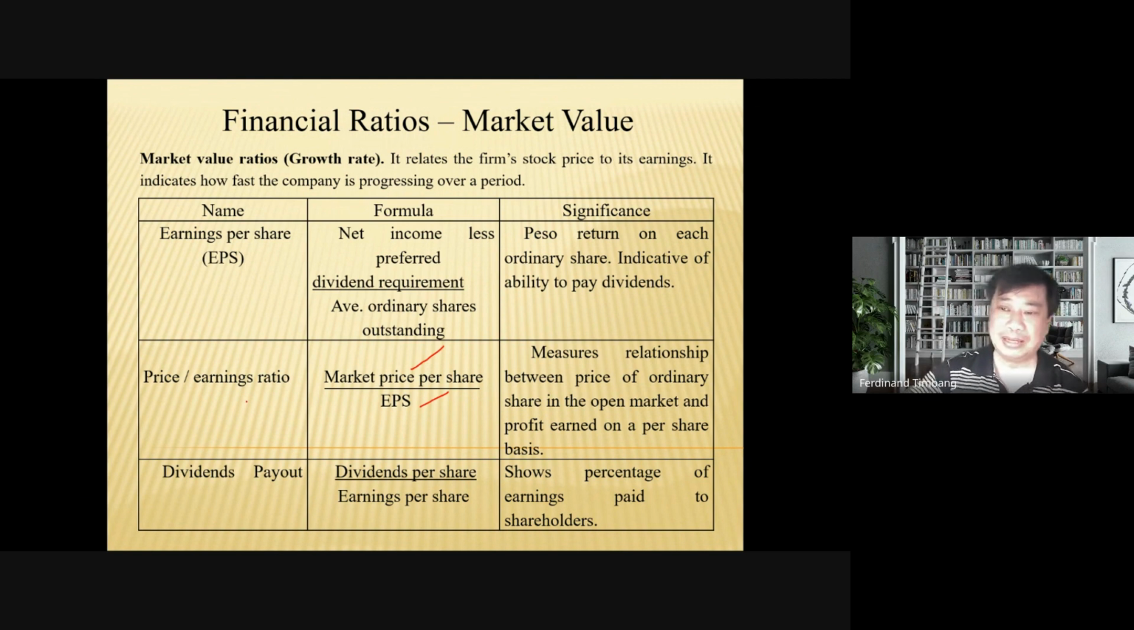Tapos meron tayong dividends payout, kasi when you buy the stocks of the company, some companies are paying dividends. So you have the dividends per share over earnings per share. But actually, this one can be computed also as dividends paid divided by the net income. So pwede rin ganyan. Dividends payout, dividends paid over net income. Another formula is, of course, dividends per share over earnings per share.